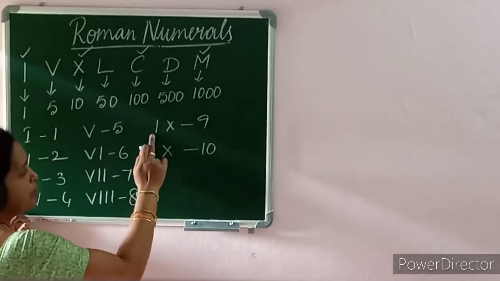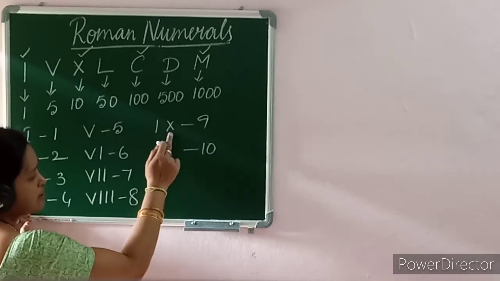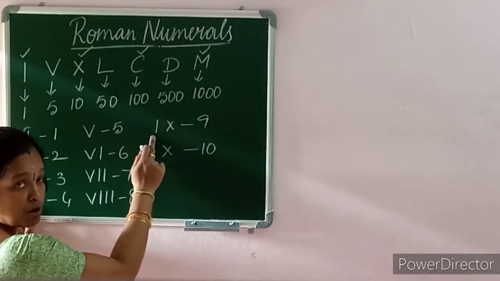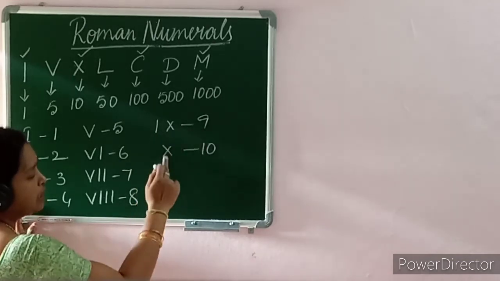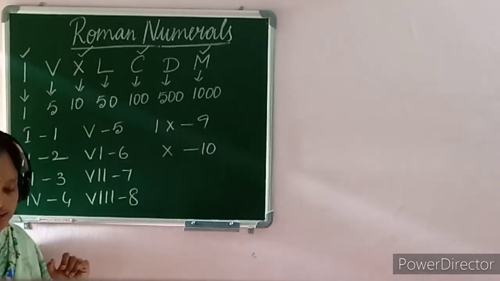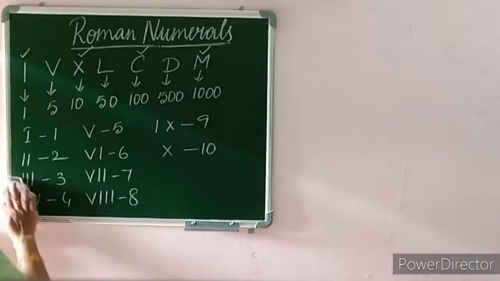And 10 minus 1. Why is this minus 1? Because this is the greater symbol. Before that, if there is a small symbol, you need to subtract: 10 minus 1, which is 9. And X is 10. So if you know 10, the remaining we can create. How can we create? Let us see.